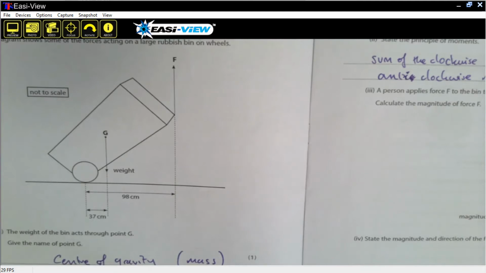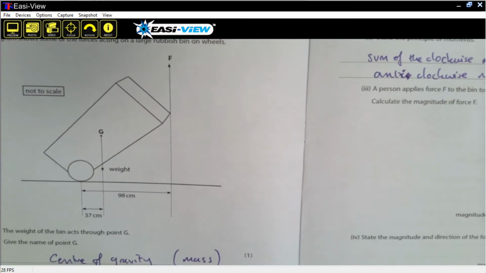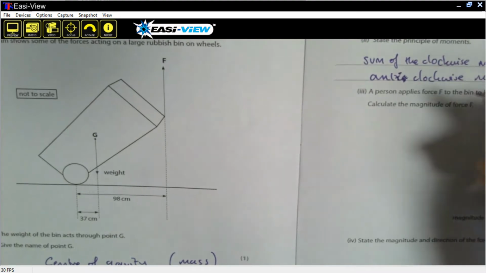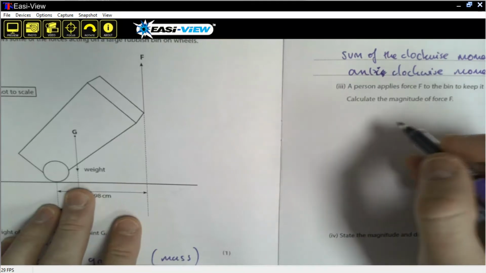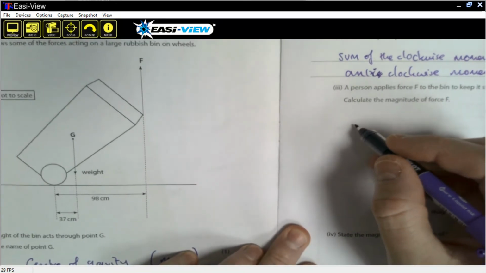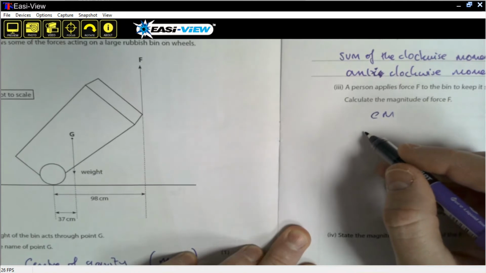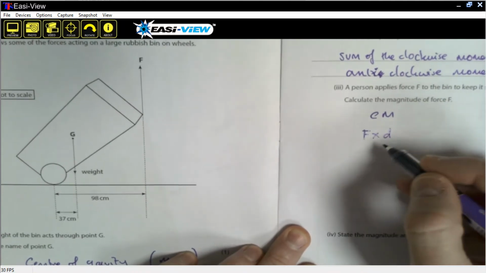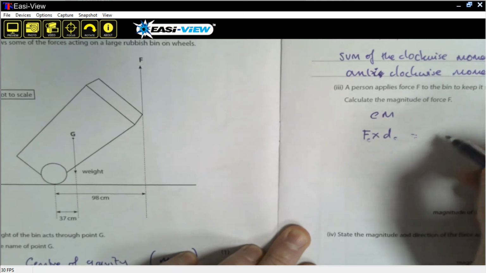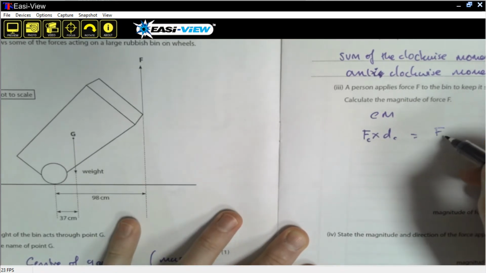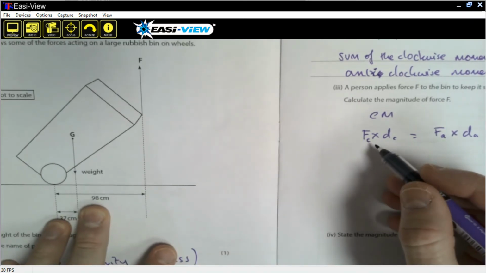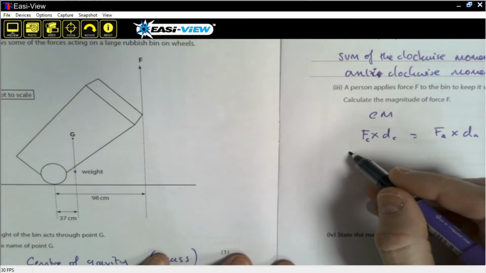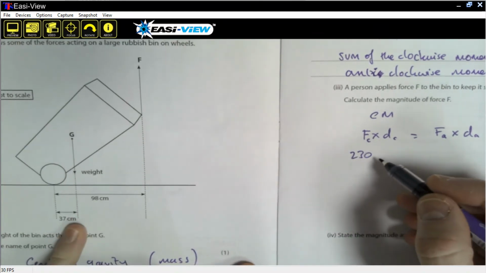Calculate the magnitude of force F. So look at the diagram. Force F is at 98 centimetres from the pivot, and the weight is at 37 centimetres from the pivot. So the thing we've just stated about the sum of the moments: the weight is giving us a clockwise moment. The clockwise moment is the force times distance clockwise. And then the anti-clockwise moment is the force anti-clockwise times the distance from the pivot anti-clockwise. So then I've got the weight, which I've just found out is 230 newtons multiplied by 37 centimetres.